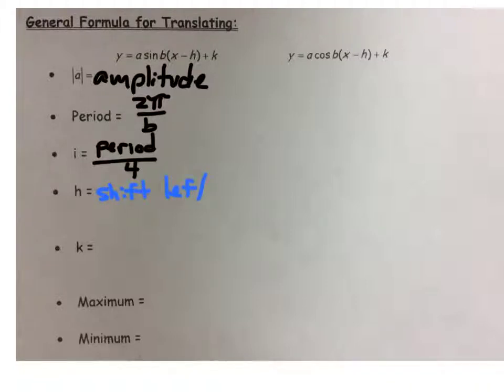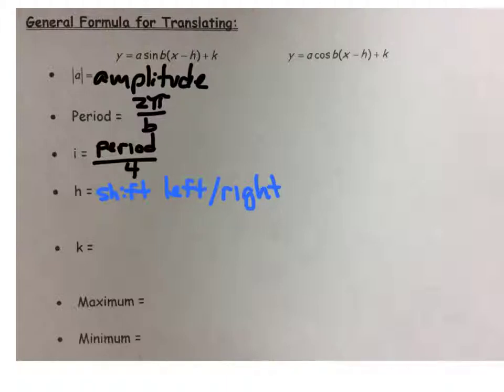Is it the opposite, negative or positive, like it is with the other stuff? So notice that since it's x minus h, that minus causes it to do the opposite thing. Like if you end up with a minus 3, that means shift right 3, right?